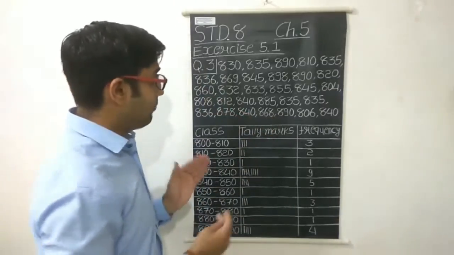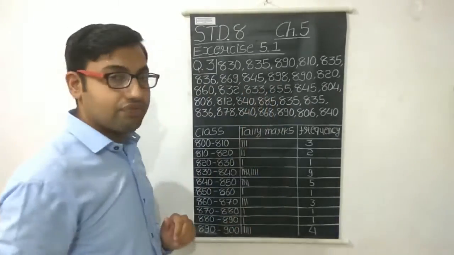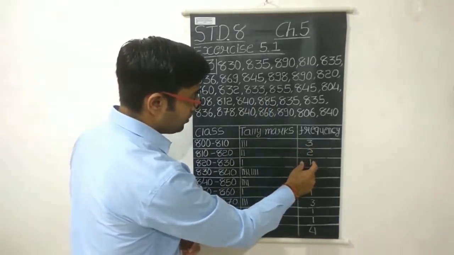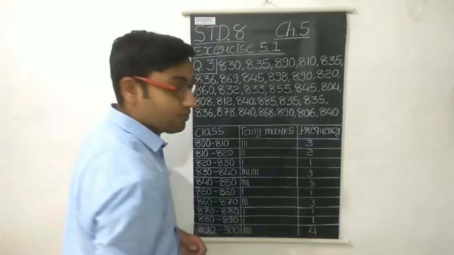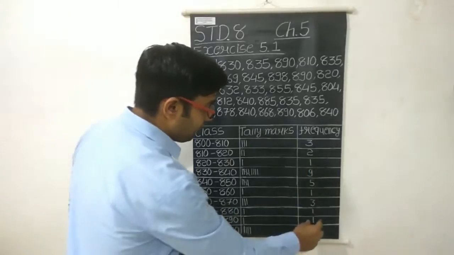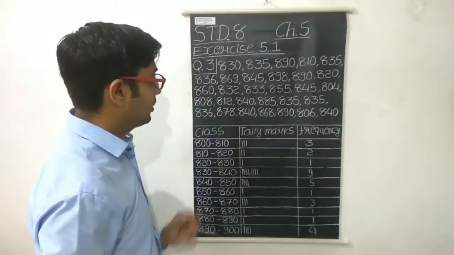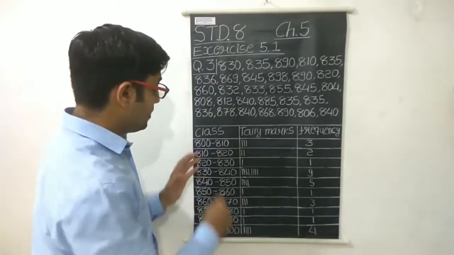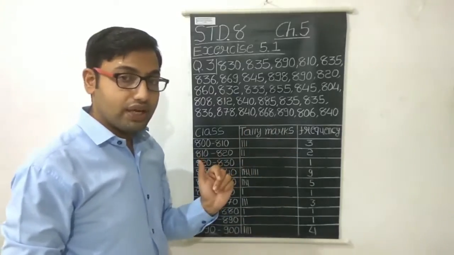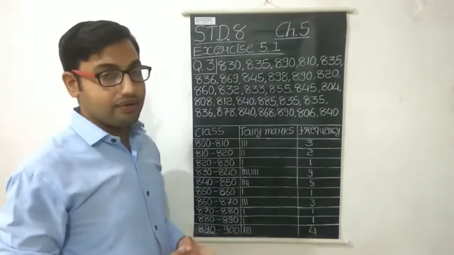Now what we do, we represent this raw data as a table. Now let us count the total: 3 plus 2 is 5, plus 1 is 6, plus 9 is 15, plus 5 is 20, plus 1 is 21, plus 3 is 24, plus 1 is 25, plus 1 is 26, plus 4 is 30. So the total number of workers is 30. This is how we make a grouped frequency distribution table. In this way we can represent the data in this manner.